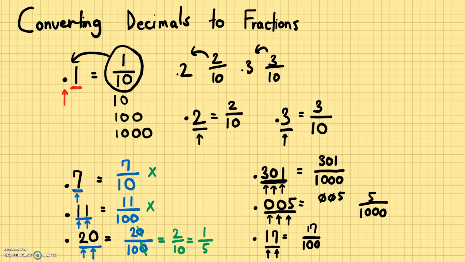Okay, and so these are the answers, but we can reduce this one, right? So you can divide both sides by 5. It's going to be 1 over 200.